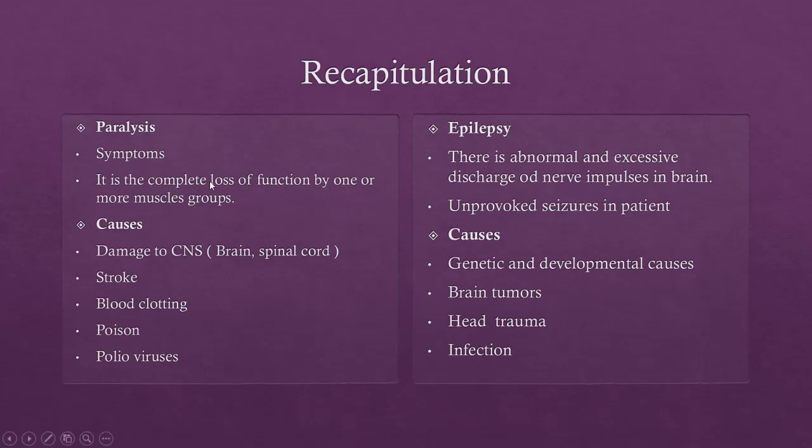Paralysis. It is a complete loss of function by one or more muscle groups. It is caused by damage to the central nervous system, brain and spinal cord, any type of stroke, blood clotting, poison produced by a poliovirus. And the next, epilepsy. There is abnormal and excessive discharge of nerve impulse in brain, unprovoked seizures in patient. Causes: genetic and developmental causes, brain tumors, head trauma and infection can cause epilepsy.